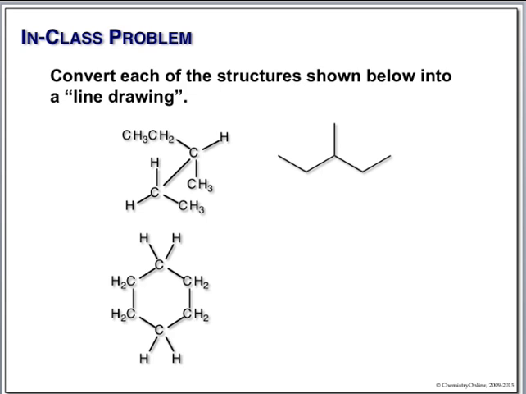We can represent a cyclohexane a couple ways. Remember we did it as a chair. You can also simply draw it as a perfect hexagon. Again, I stress perfect hexagon.